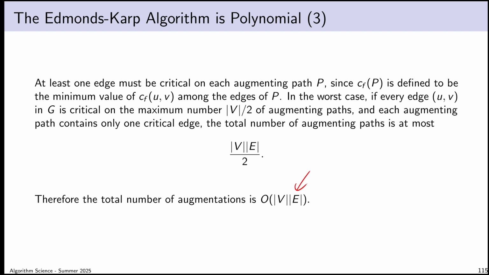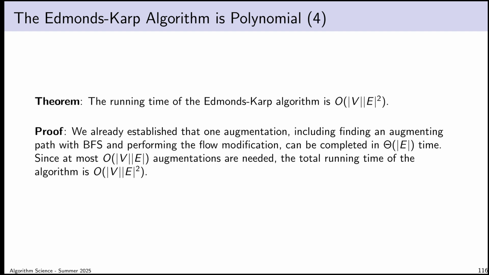However, a big O is good enough for getting an upper bound. All right, are we ready? This is it. We're about to conclude the most complicated proof of the course. So, the theorem is that the running time of the Edmonds-Karp algorithm is O(V times E squared).